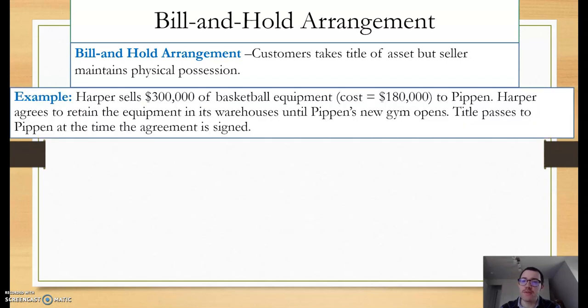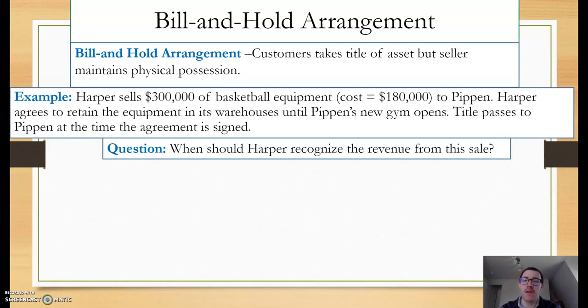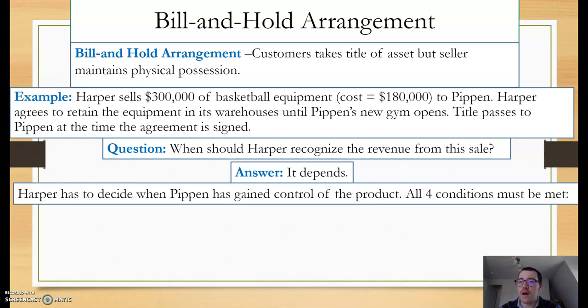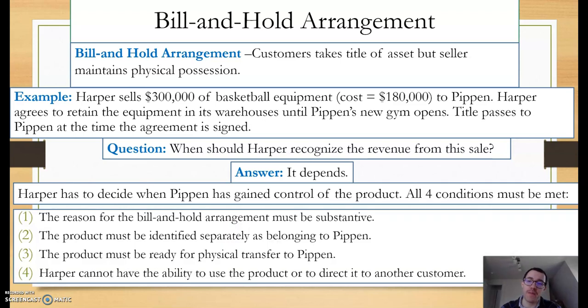Let's say Harper sells $300K of basketball equipment, cost $180K, to Pippin. Harper agrees to retain the equipment in his warehouse until Pippin's new gym opens up. Title passes to Pippin at the time the agreement is signed. When should Harper be able to recognize the revenue from this sale? Because this is a bill and hold here. Well, here's the deal. It depends. Harper has to decide when Pippin has gained control of the product, and all four of these conditions have to be met if Harper wants to recognize revenue from this sale.